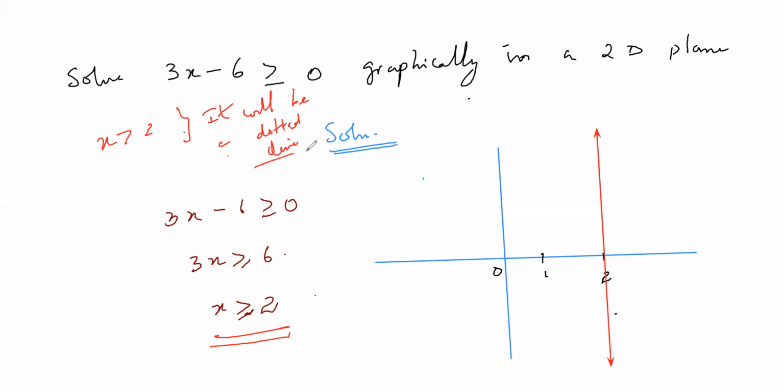So that problem also we will do. Next part is we have to shade the region. How do we shade, I'll tell you. If I am putting x equal to 0 in this equation, 3x minus 6 greater than or equal to 0, what value am I getting? Minus 6 greater than or equal to 0, which is false.